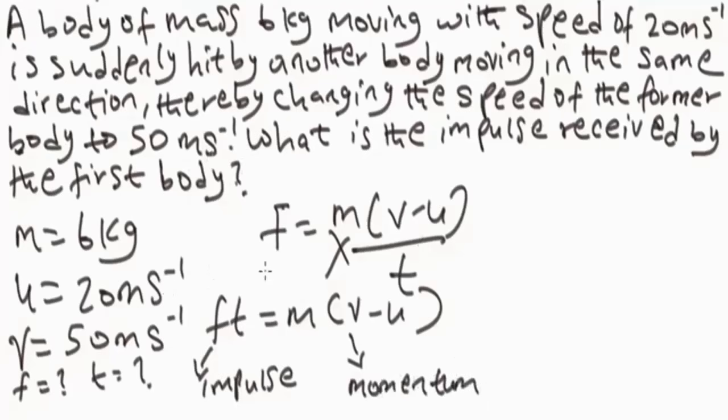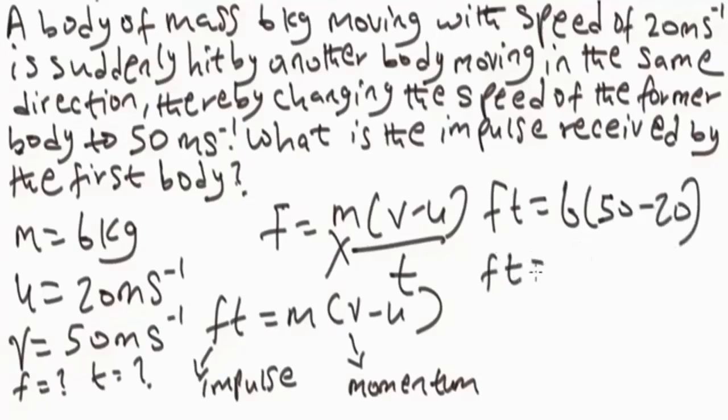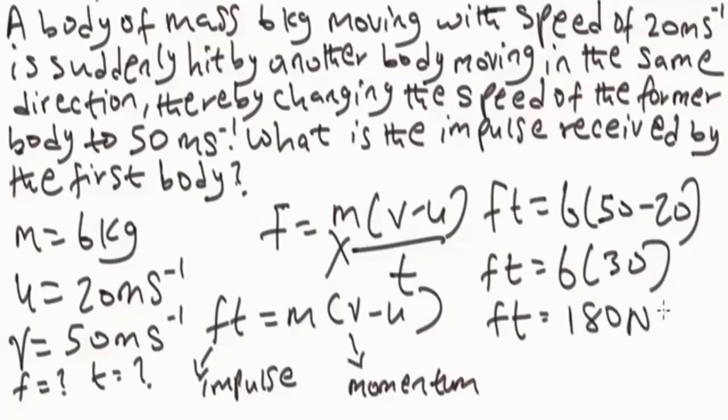From this expression, that means Ft, which is the impulse, will be the change in momentum. We have the mass to be 6 in brackets, final velocity minus initial velocity, 50 minus 20. When you simplify this, 50 minus 20 gives us 30. Therefore, Ft, which is the impulse received by the first body, will be 30 times 6. It will give us 180 Newton seconds.